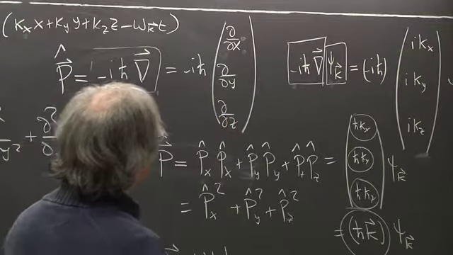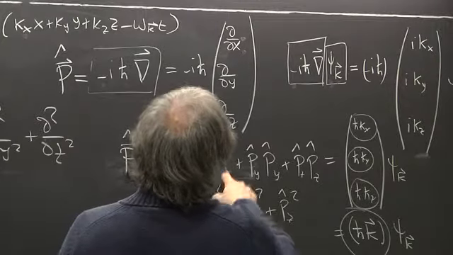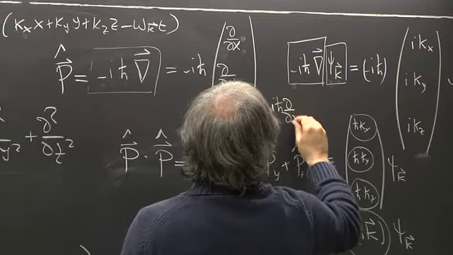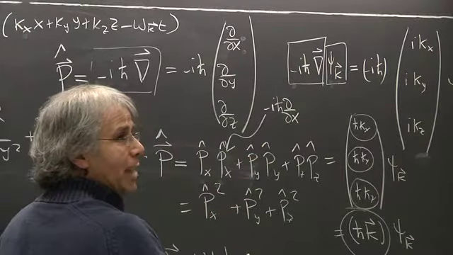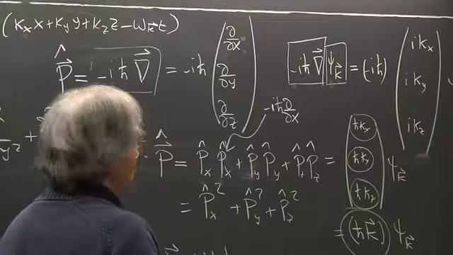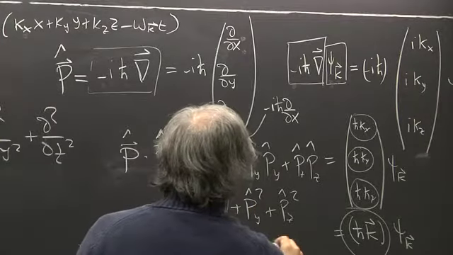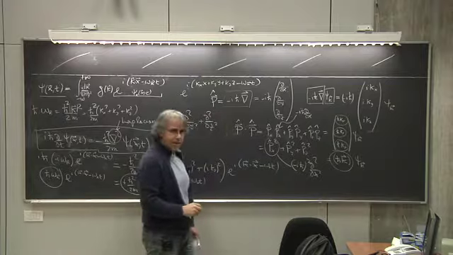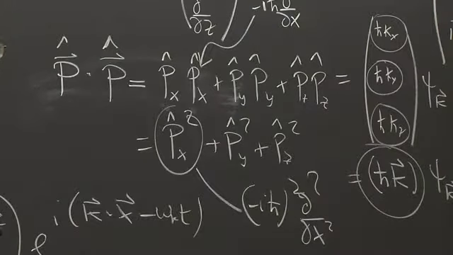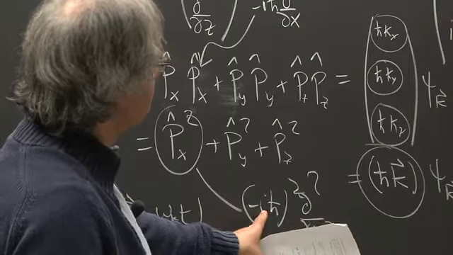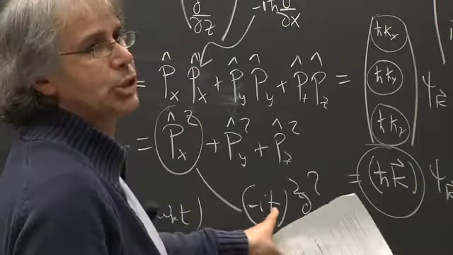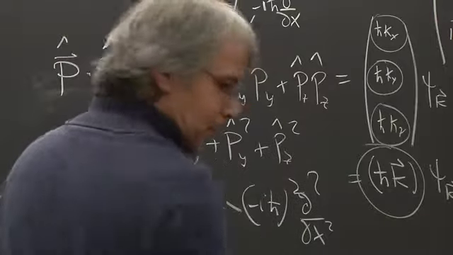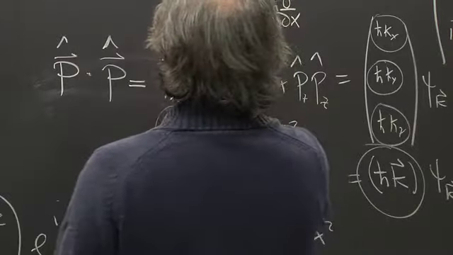Now, it's pretty clear that applying the operator one time means taking minus I h bar the derivative with respect to x. Applying it one more time means applying one more derivative, okay? So this object here is minus I h bar squared times a second derivative. It's the application two times of a derivative operator. And minus I squared is simply minus h bar squared, okay?